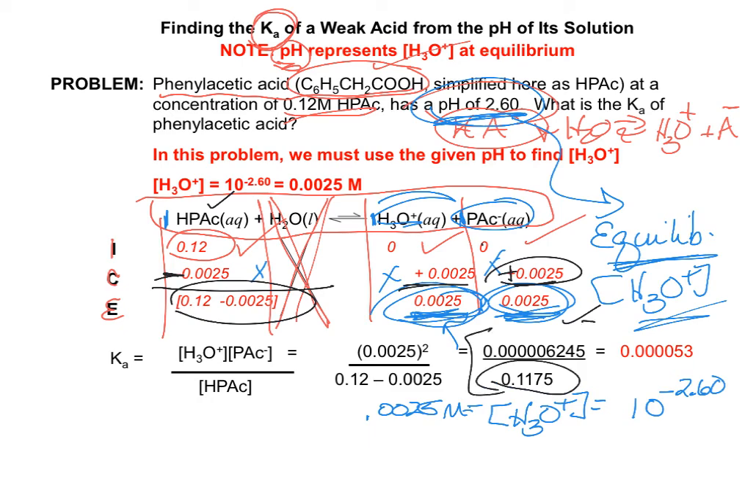So now just plug all this into your calculator, and that tells us that the Ka for this weak acid is 0.000053, or 5.3 times 10 to the minus 5. That's it. So I think this form is actually a little bit easier.